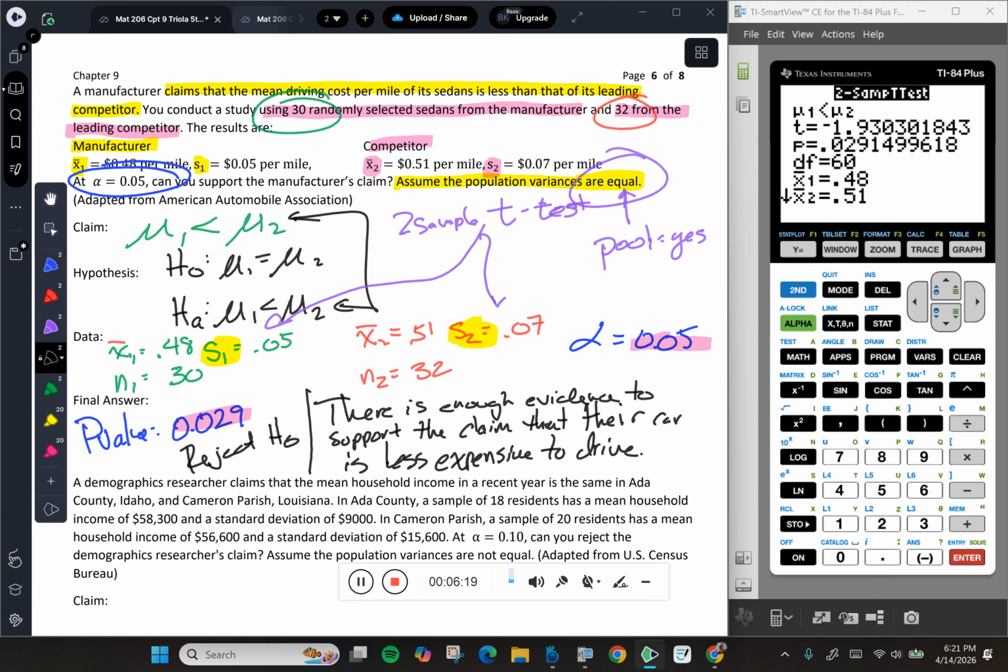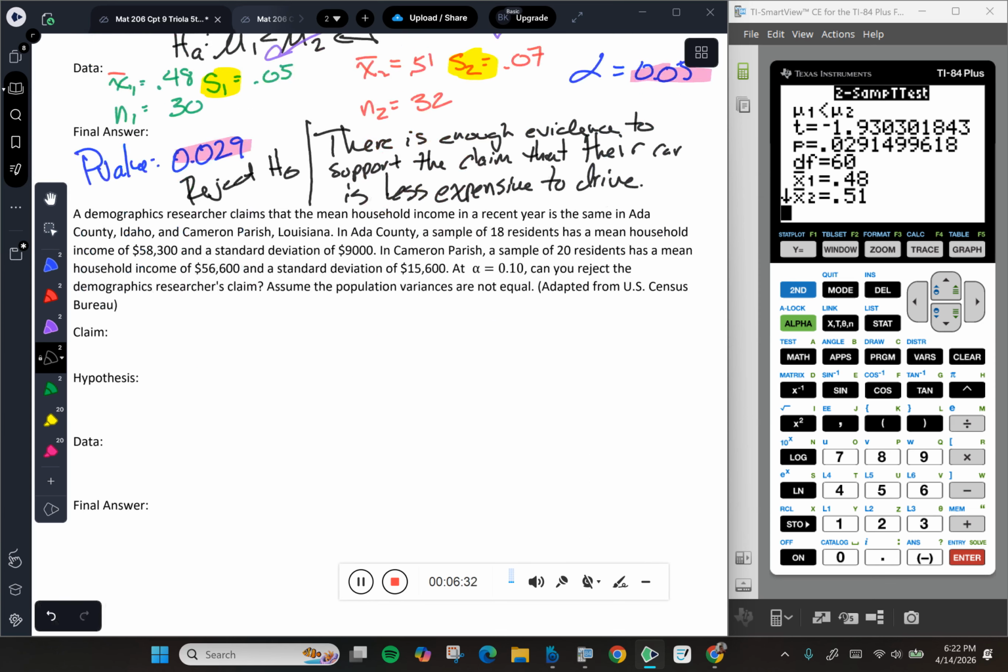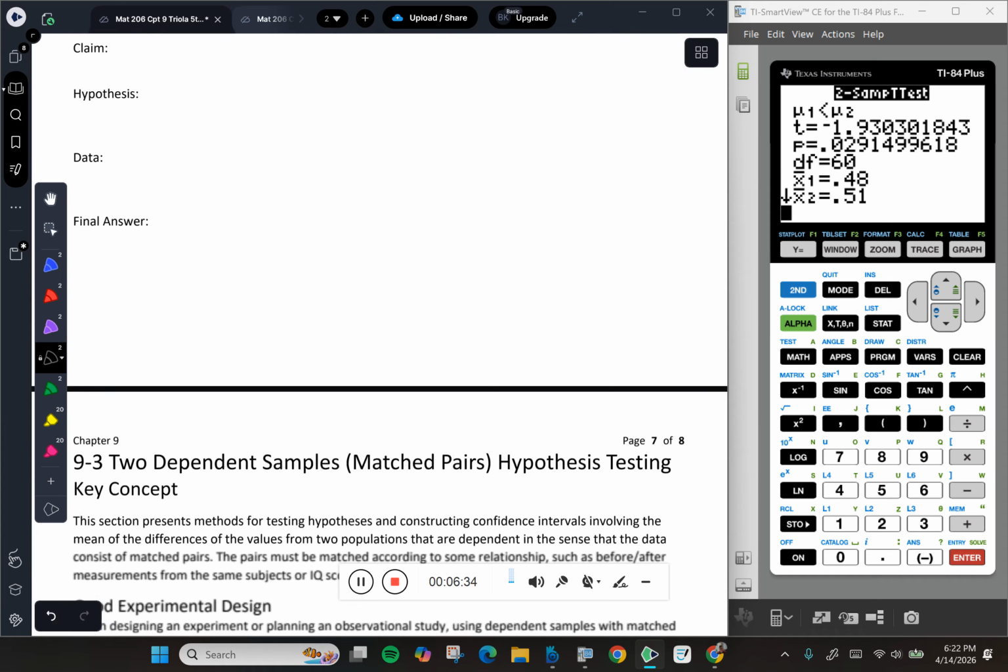But what I do know is, sample standard deviations, run a t-test. Since there are 2, it's a 2-sample t-test. And since the variances are equal, we're going to select yes for our pooled. All right, last example, and then we'll move on to section 9.3.